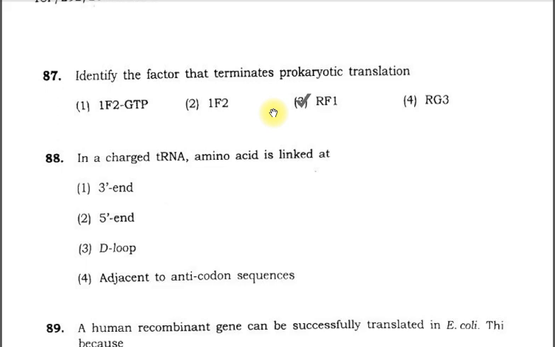Question number 88. In a charged tRNA, amino acid is linked at 3' end and 5' end and D loop are adjacent to the anticodon sequences. The correct option is option number 1, 3' end.